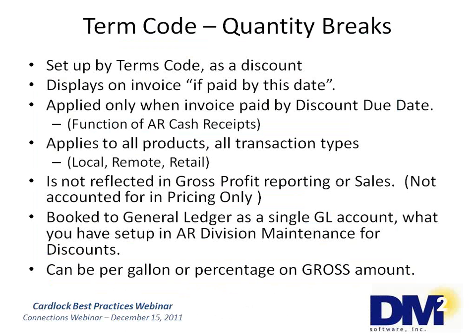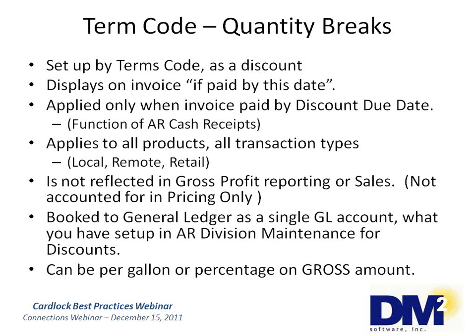Terms code quantity breaks. Okay, these are set up by the terms code. You know what terms codes are: 10 days, 10th of the month, 15 days. So it's set up in terms code as a discount. And it displays on the invoice, if paid by this date, and it displays the discount due date. And then it tells them how much they can deduct and how much they can pay. It's only applied when the invoice is paid by the discount due date.